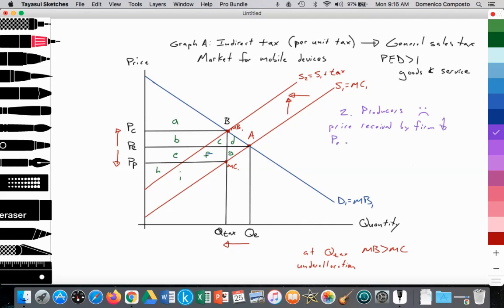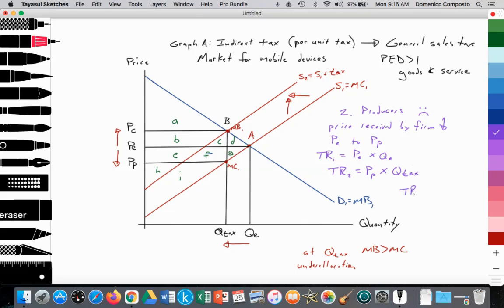It falls from PE to the price received by the producer, PP, and that will impact their total revenue. So total revenue 1, which is total revenue before the tax was applied, was equal to area PE times QE, and total revenue after the tax is applied is equal to area PP, the price received by the producer, multiplied by a reduced quantity being supplied, Q tax.